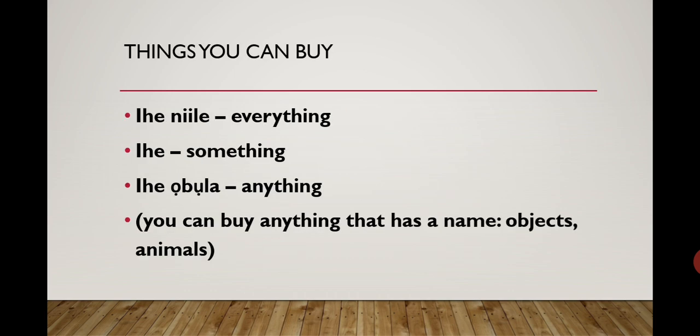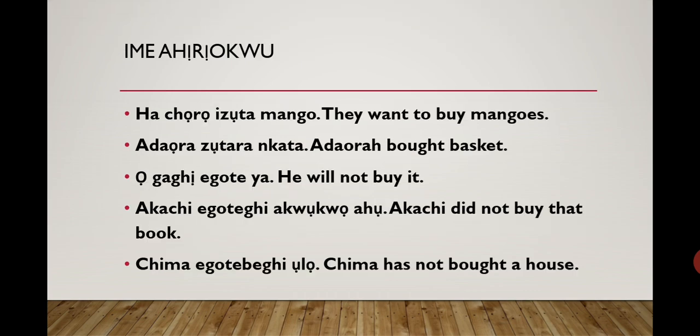Now, things you can buy: ihe niile, everything. You can buy ihe, something. You can buy ihe ọbụla, anything. So you can buy anything that has a name, objects, animals, name it. You can buy anything. I can list the names of everything here. Okay, so let's make sentences now.